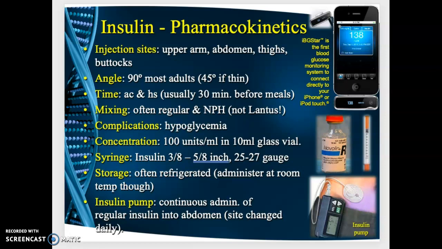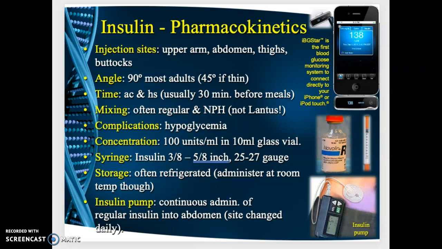Now the primary complication or side effect of insulin would be hypoglycemia. And so as a good competent nurse, we always want to make sure that we're assessing our patient for hypoglycemia. And a little acronym that we're going to use is cool and clammy, give some candy. And that has to do with what we do when someone is hypoglycemic. And we'll learn about that in a few slides.